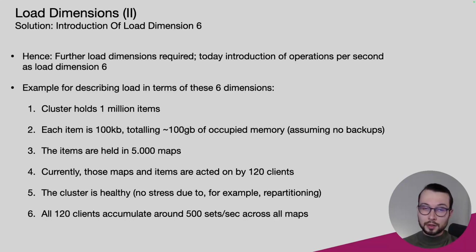Load dimension number 3, the number of data structures. The items are held in 5,000 maps in total. Load dimension number 4, the number of clients. Those maps are acted on by 120 clients. And then load dimension 5, the meta dimension: the cluster is healthy in this case, so there is no additional stress on the members. And then the newly introduced load dimension number 6. So load dimension number 6, all 120 clients accumulate around 500 sets per second across all maps.